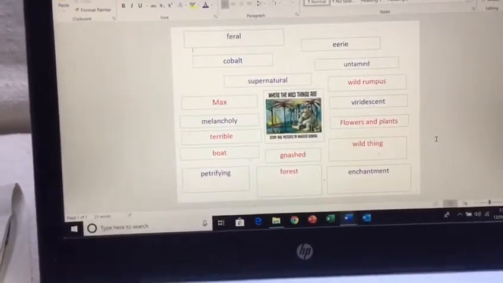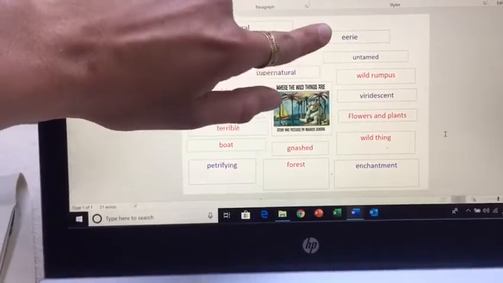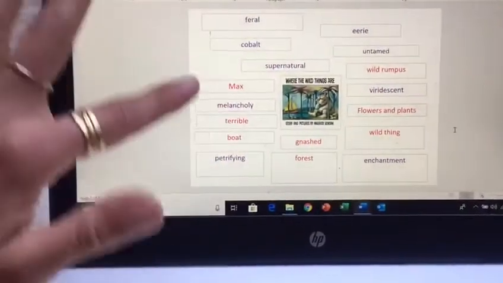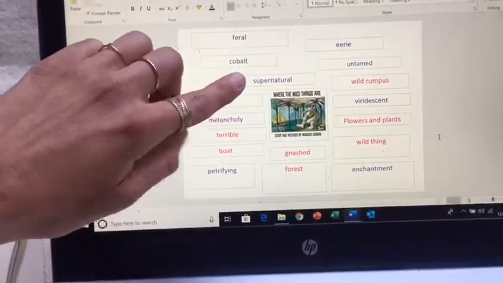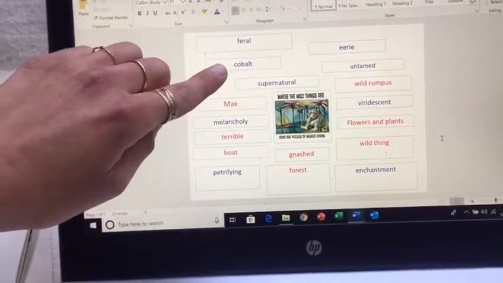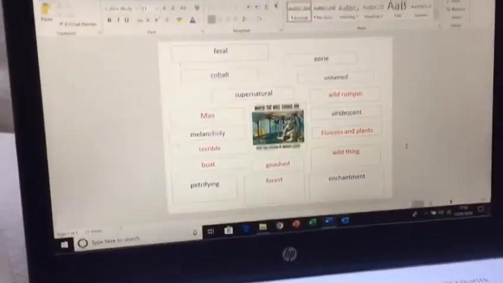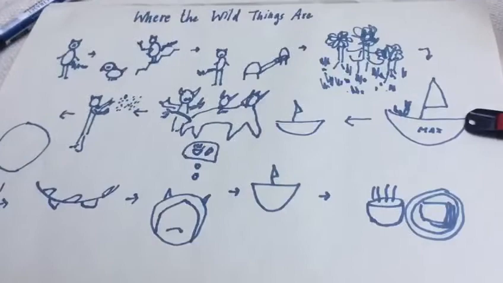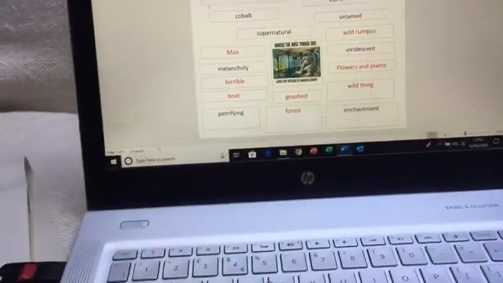I've got some really exciting words there. I've got viridescent, which means green, untamed, which means wild, eerie, which means scary, enchantment, which is a kind of magic, petrifying, which is super scary, melancholy, meaning sad, supernatural, again a different kind of magic, cobalt, which is blue, feral, which means wild. So I've got loads of lovely words to use in my text today, and I've also got my story plan out to remind me what to write. I'm going to write the first bit of my story right here. I've actually written it already, so I'm going to read it to you right now.